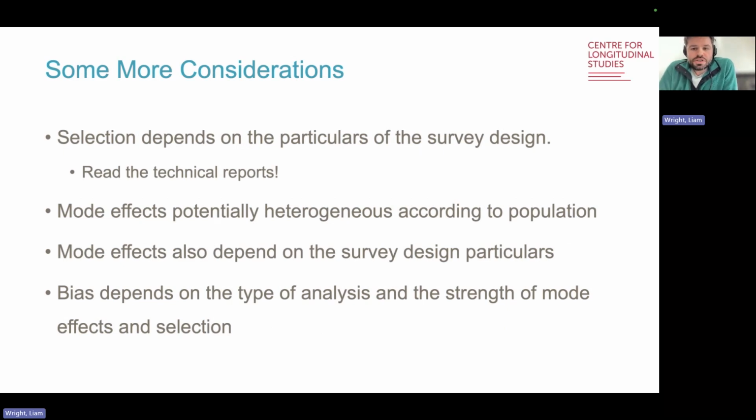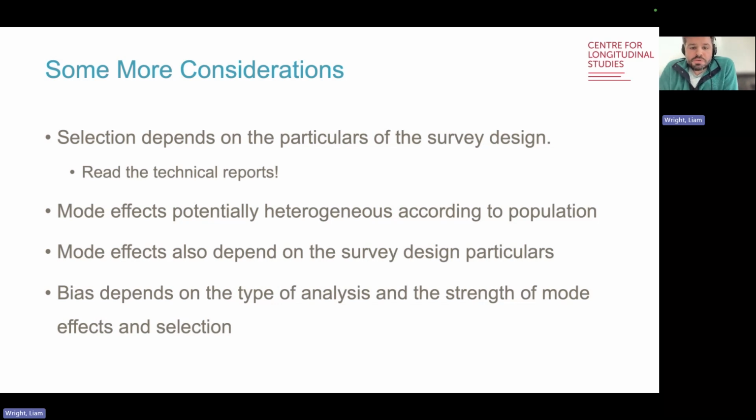Some final considerations are that the selection depends on the particulars of the survey design. You'll need to read the technical reports to understand how people end up being allocated to modes. In the sequential mixed mode design, it's that you responded later to the survey that you end up in a later mode, but also a subset of people might be directly allocated to a particular mode, usually based on the information they have about a person. So someone that the survey managers don't have a telephone number for can't be part of the telephone interview.